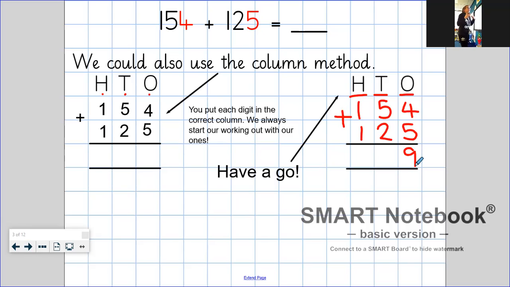Now, I don't want to hear you saying 5 add 2 is 7. It's not 7, it's in your tens column. It's 5 tens add 2 tens is 7 tens. And 100 add 100 is 2 hundreds. You've got to get that bit in, otherwise you're going to be saying the wrong things. So you've managed to work that one out, 279, just like the previous.